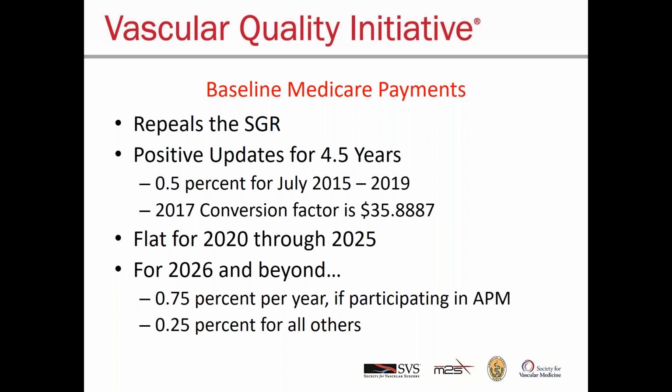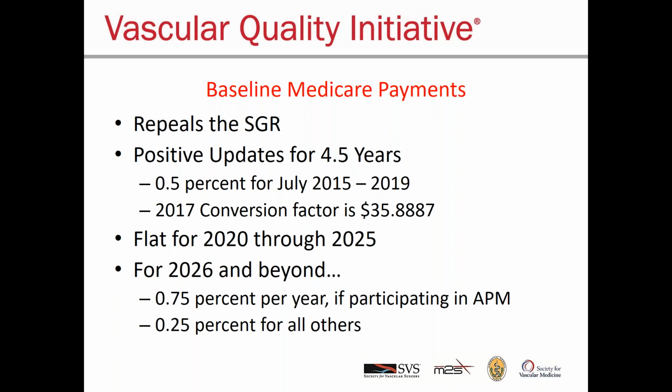So the 2017 conversion factor is $35.8887. But more importantly, the 2018 proposed conversion factor is 10 cents higher, and we hope that this trend will continue over the next couple of years. Then, unfortunately, Congress didn't give any additional money to the amount of money available for physician payments from 2020 to 2025, so we'll have our work cut out for us to add some of that money in future years.